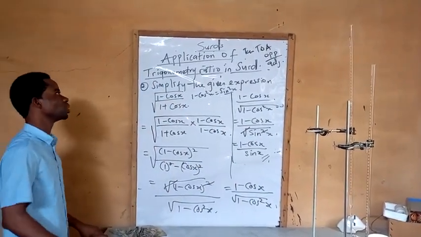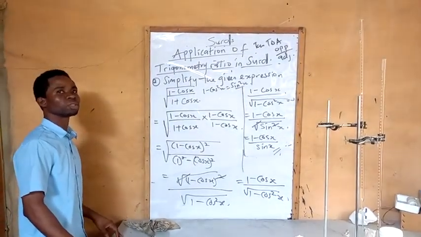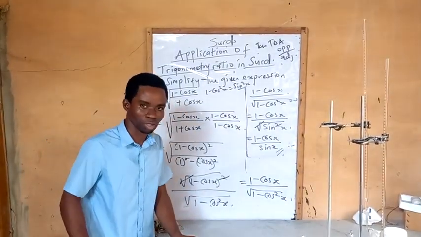And that is all about the trigonometry ratio in surd. So lastly, we'll talk about the surd equations, and that is all about the surd. Thank you.